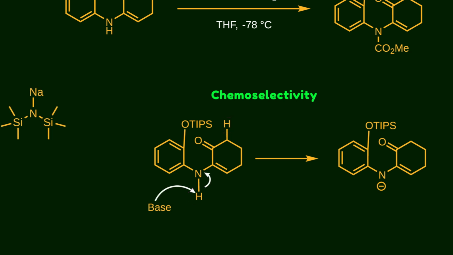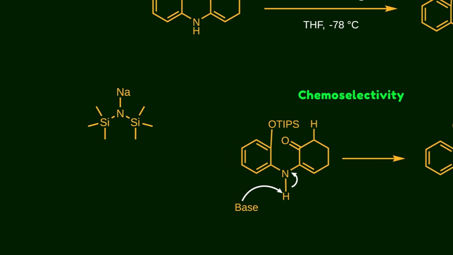Choosing the right base is also important. The advantage of NaHMDS compared to other bases like sodium hydroxide is its non-nucleophilic property. Due to its larger size compared to NaOH, it can't attack sensitive groups such as carbonyls.